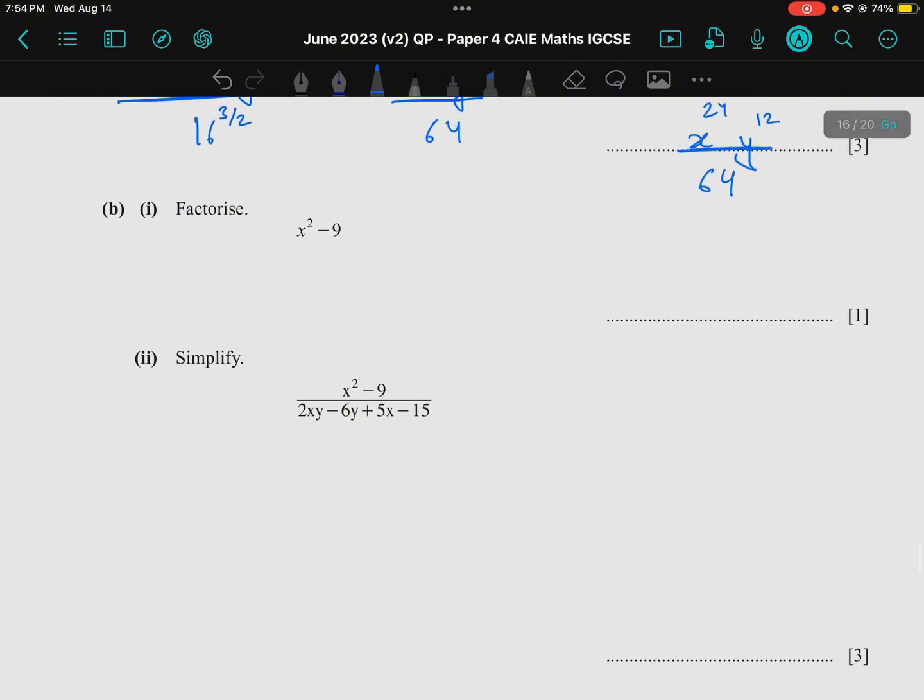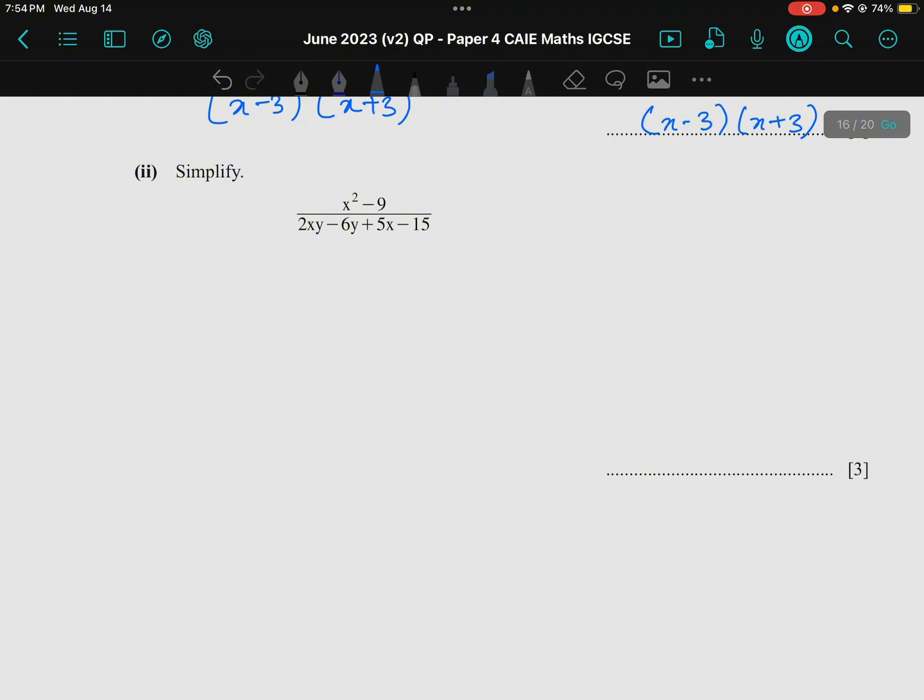Next is factorize. So we can use the a square minus b square formula here. First of all, it can be written as x square minus 3 whole square. So using the a square minus b square formula, a minus b, a plus b, that is x minus 3 and x plus 3. Answer.